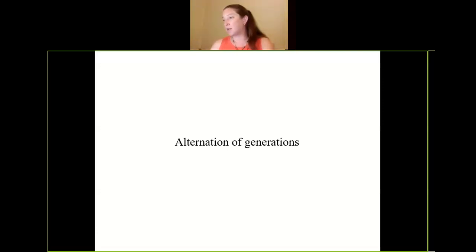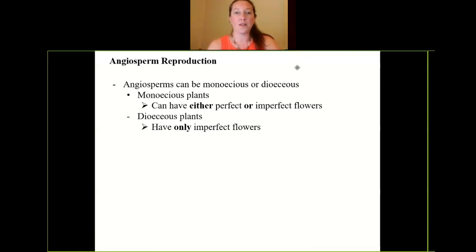So we're already to the alternation of generations part of this class. After we talk about that, we'll talk about pollination, and then we'll be done. So let's talk about alternation of generations in the angiosperms. All right, and there's going to be some terms we've seen before that are going to come back into play now. So angiosperms can be monoecious or dioecious, right?